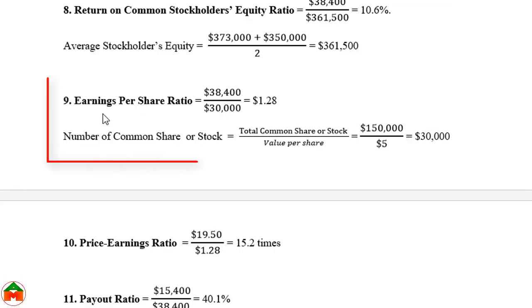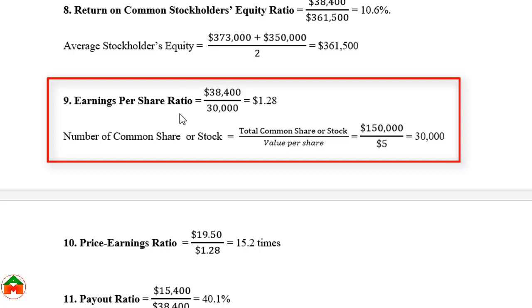Here we can see the solution is earning per share ratio. Here we can see 38,400, this is the net income, and 30,000, these are the number of shares. How have we calculated it? We divided the total value of common stock by the value per share. You can see our value of total stock is 1,50,000, value per share is 5. By dividing this amount, we get the number of share 30,000.